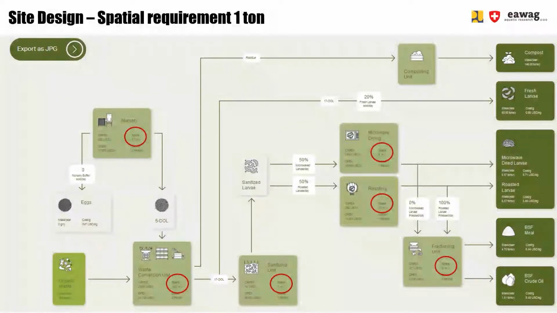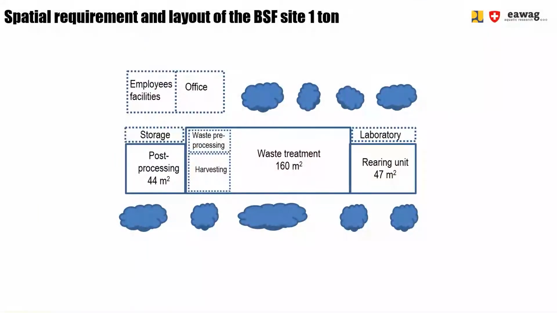Now lastly, for the 1-ton site, it shows a space requirement for the nursery of 47 square meters, a waste conversion space requirement of 160 square meters, and a post-processing requirement of about 44 square meters. Again, the post-processing unit reduces less compared to the other units. It is important to prepare these scenario plans before setting up your BSF facility and plan for the scale at which your plant will be operating.